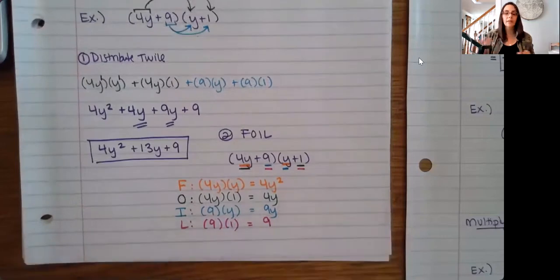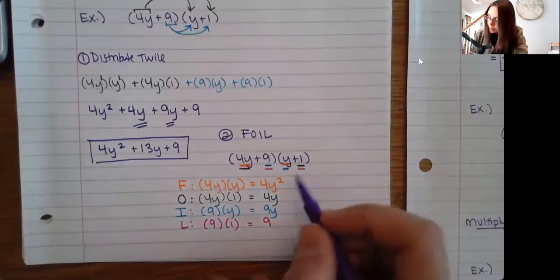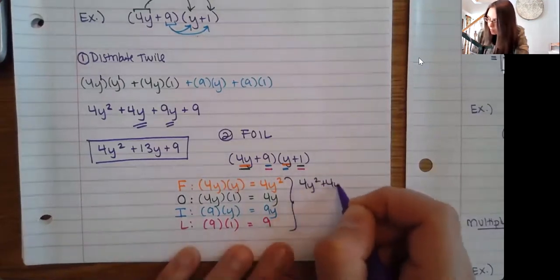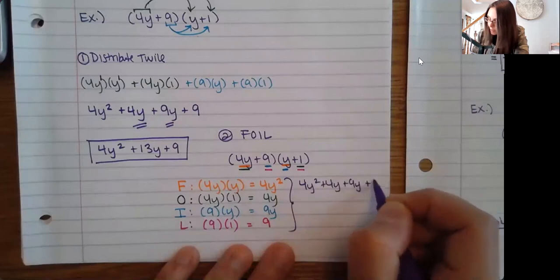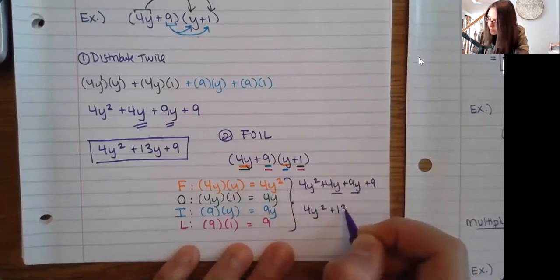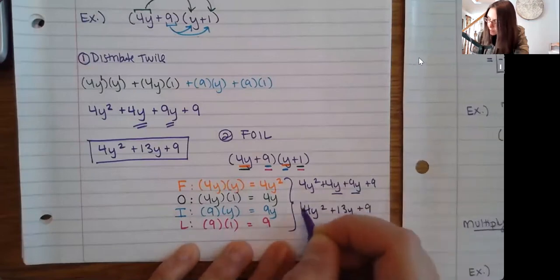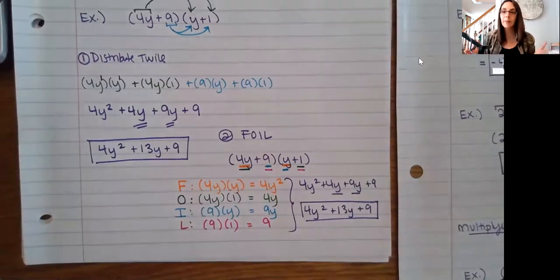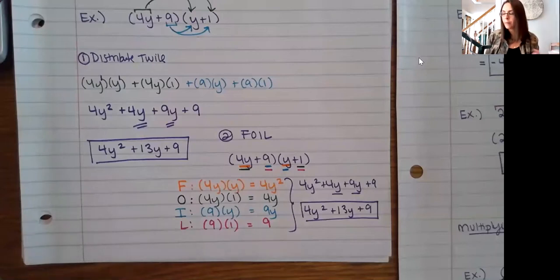And you can see that we're basically still just doing a distribution here. And then I am going to put it all together. So I have 4y squared plus 4y plus 9y plus 9. I'm going to combine my like terms. And I get the same answer. Okay, so both strategies are good. Doesn't matter to me particularly which one you use. They give you the same answer and even in the same order, just how you want to think about it.